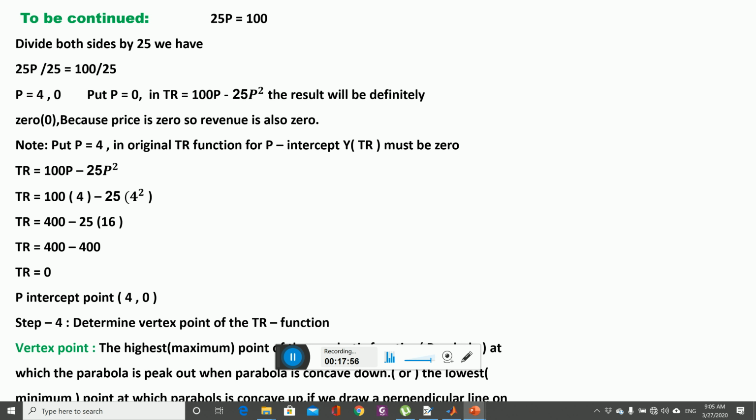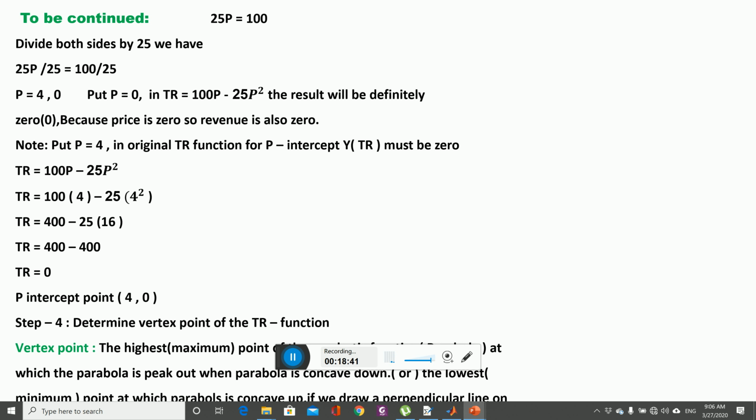So now we have two values of p. One is 4 and the other is 0. So put 0 in the total revenue function. The result will definitely be 0 because price is 0, so revenue is also 0. Now put p is equal to 4 in the original total revenue function. For the p-intercept, total revenue or y must be 0. Total revenue is equal to 100p minus 25p squared. When we put p is 4, 100 times 4 is 400, minus 25 times 16, which is minus 400. So revenue is equal to 0.